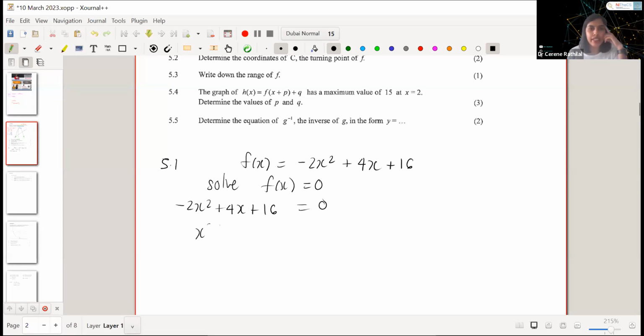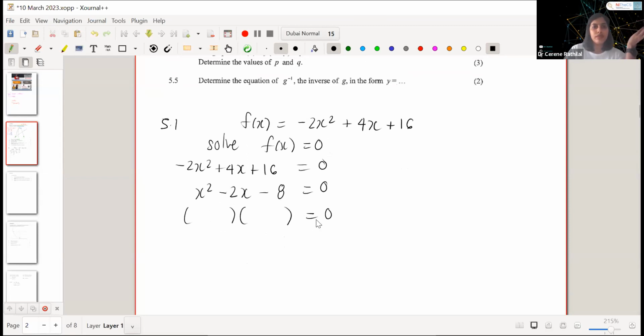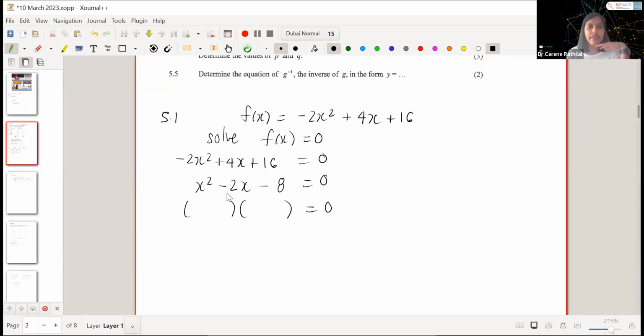That gives me x squared minus 2x minus 8 equals 0. Now I'm in a position to factorize. If I factorize this quadratic expression, I observe that what I get is x minus 4 into x plus 2. Do you all agree with that? You can use the reaction to let me know that you are all good with the factorization up to this point.